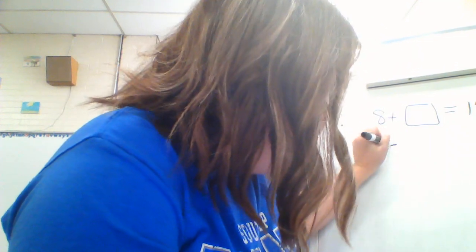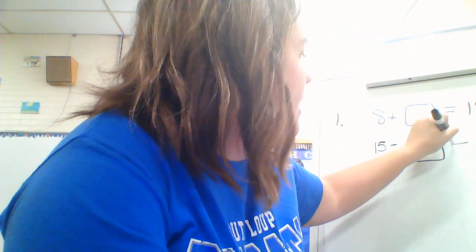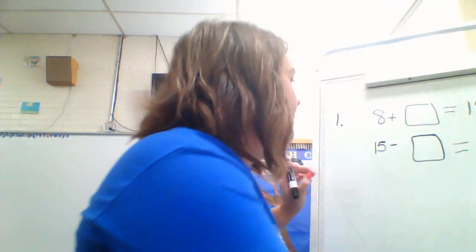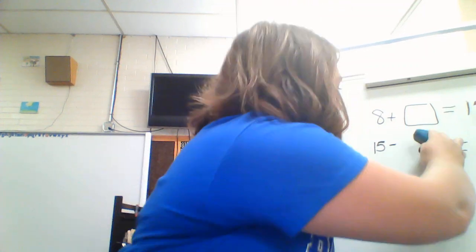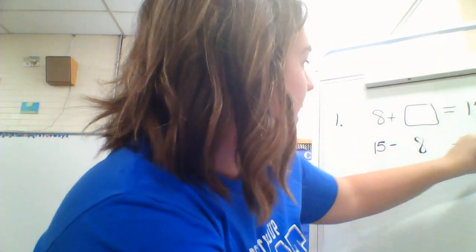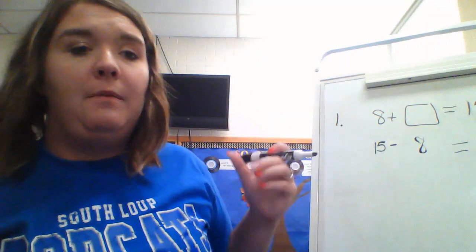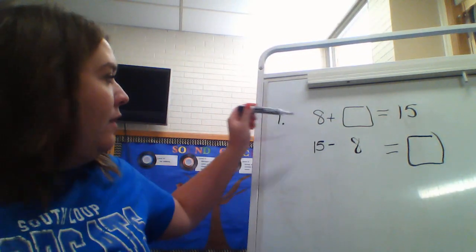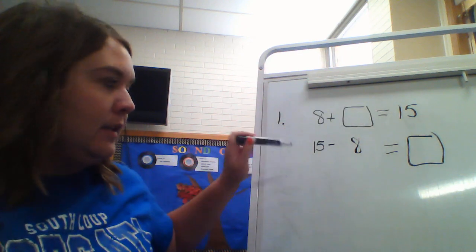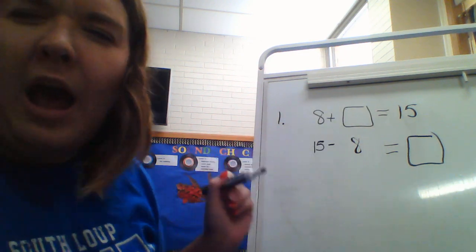So I have 8 plus blank equals 15, or 15 minus, oh, no, not minus, 15 minus 8 equals blank, okay, and they're going to be the same number. We know that because we know, oh, sorry, let me turn my screen so you can see it. We know that because we know that 8 plus something equals 15 is the same as 15 minus 8 equals something. How do we know that, though?